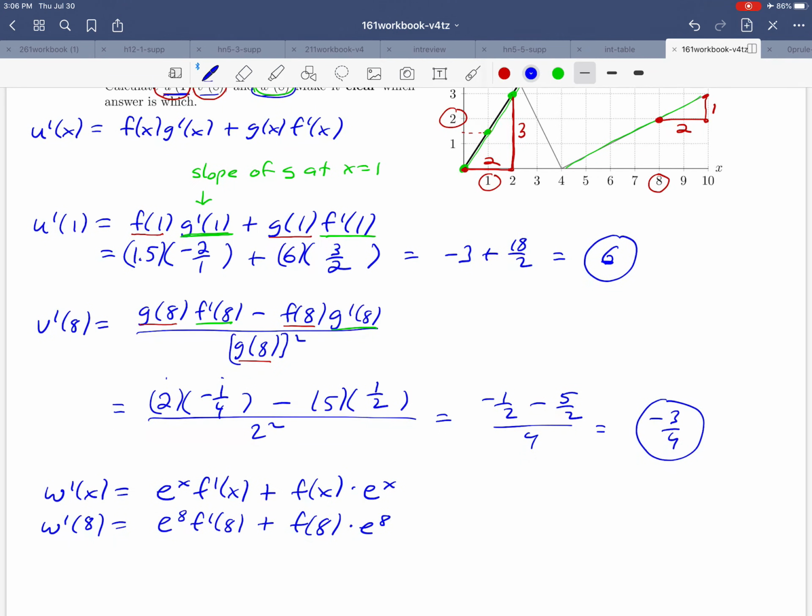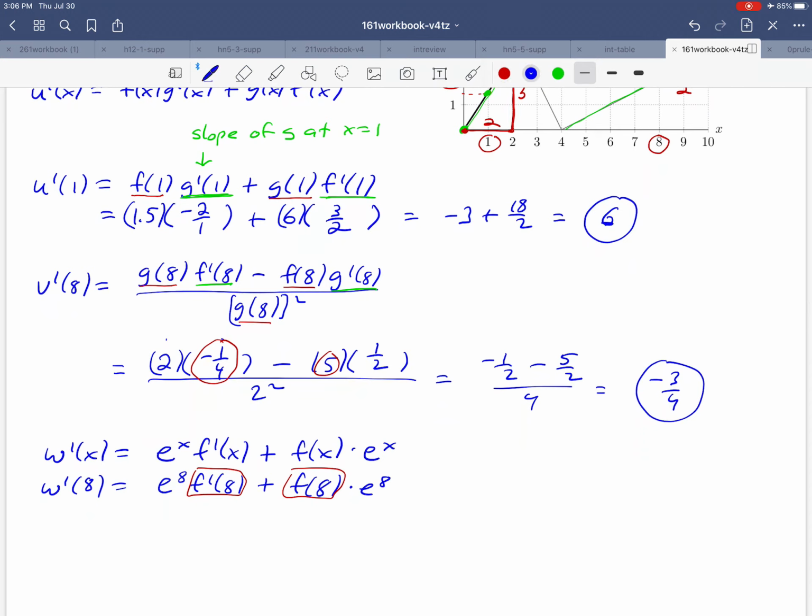Okay, now here's what's kind of nice. These two numbers, f prime of 8 and f of 8, we actually already calculated those above. F prime of 8 was this number here, negative 1/4, and f of 8 was 5, so we can just use those numbers. They haven't changed. We're going to get e to the 8 times negative 1/4 plus 5 times e to the 8.